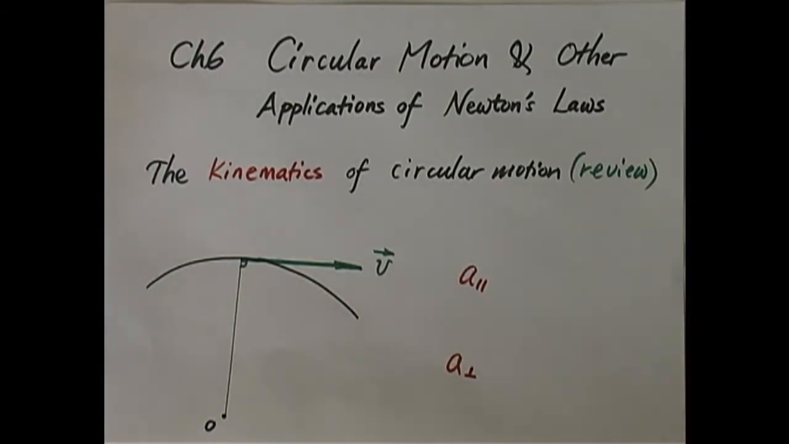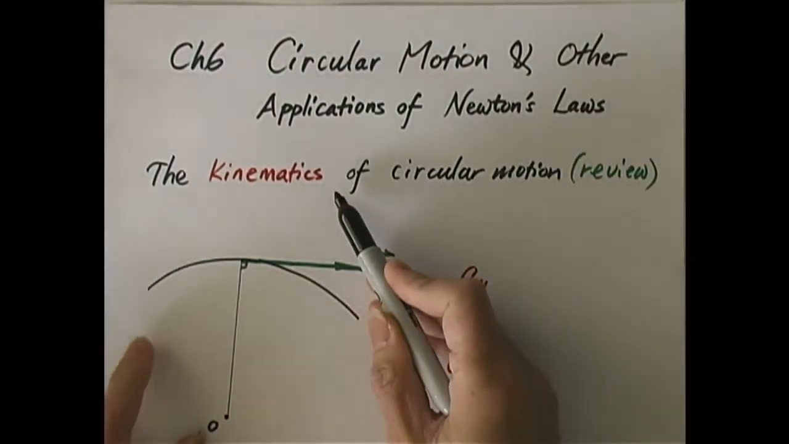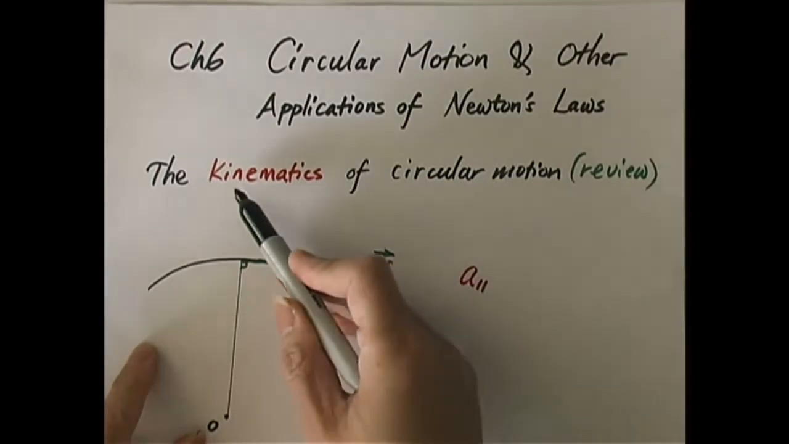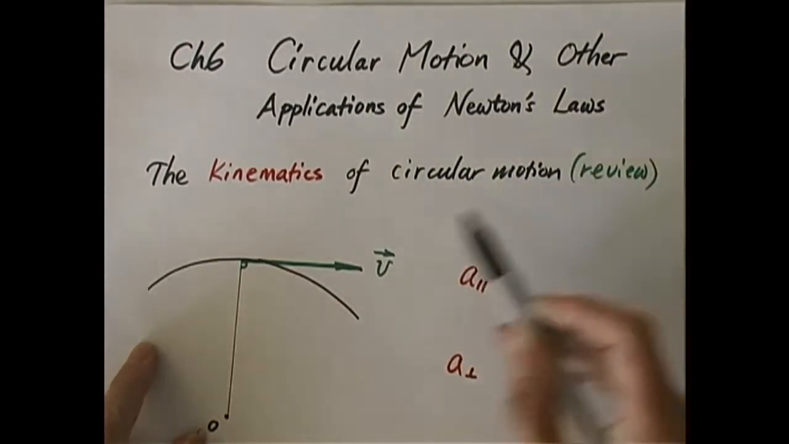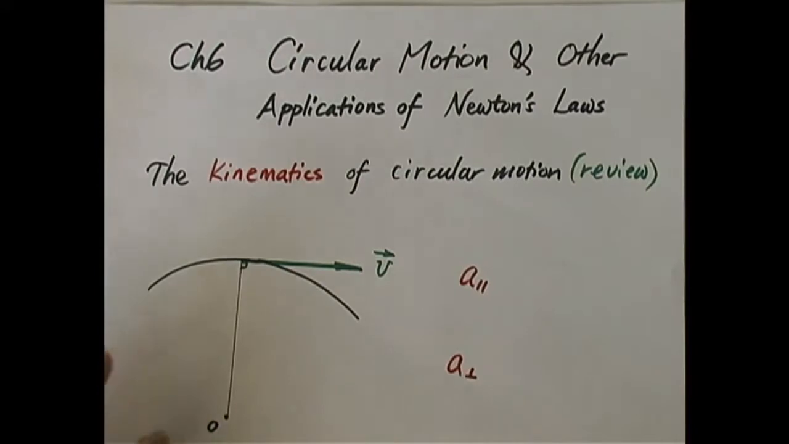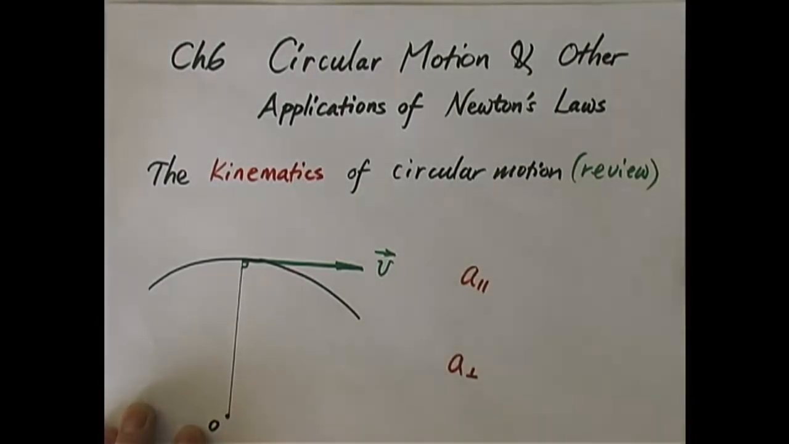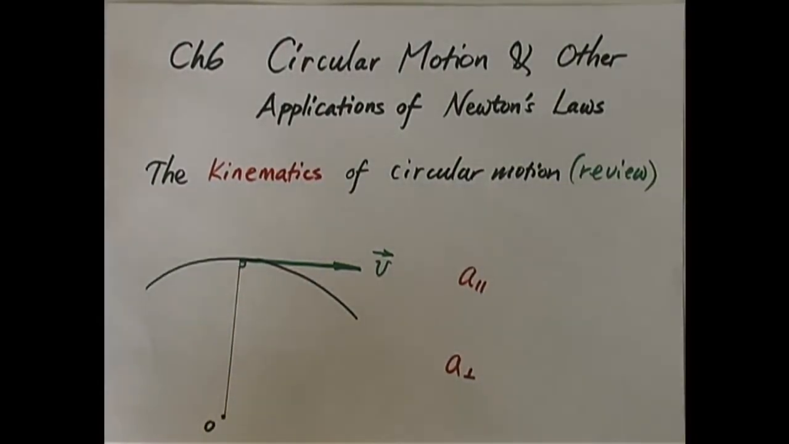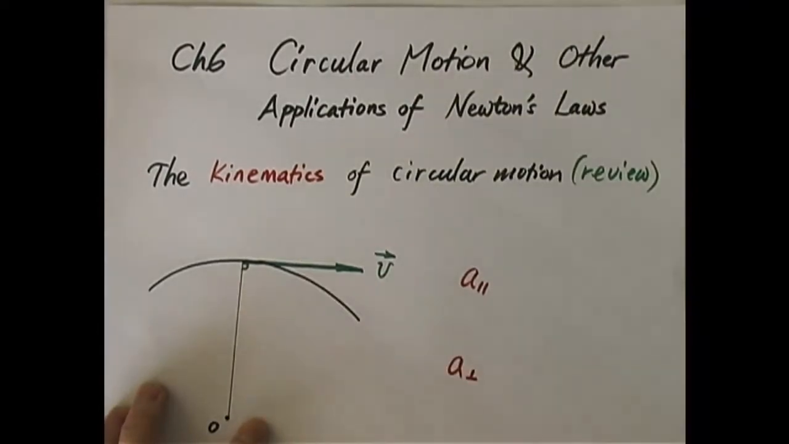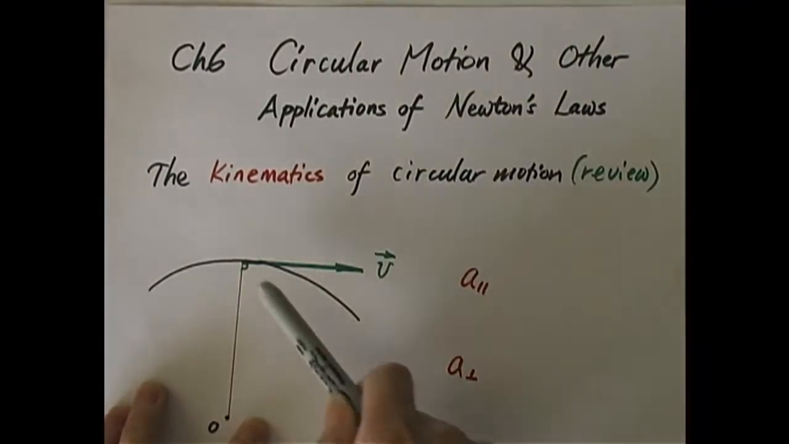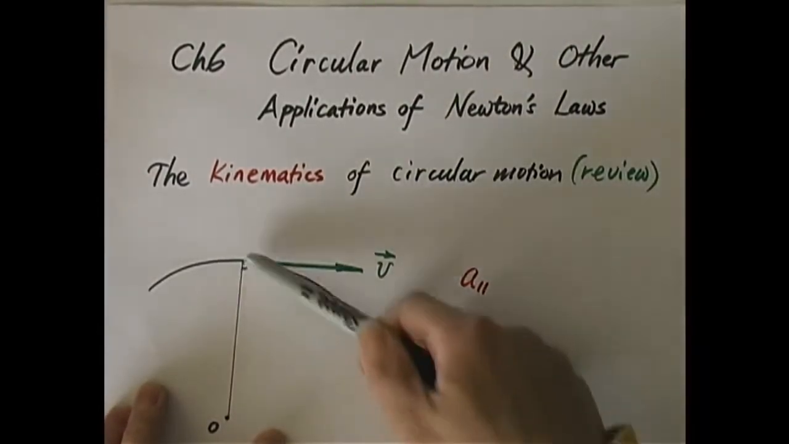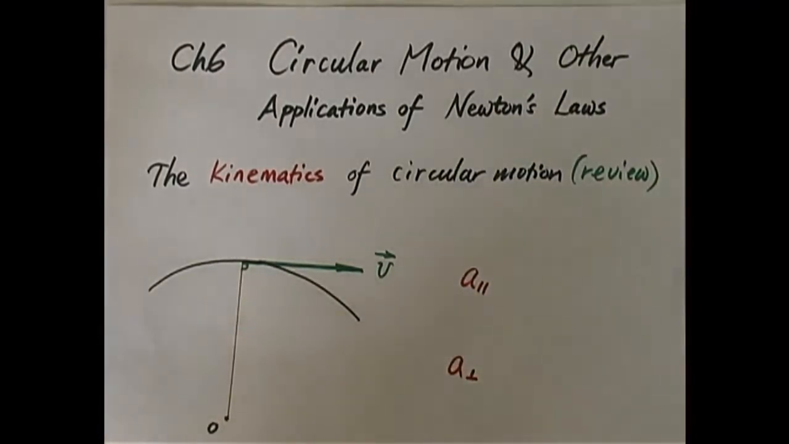We know from chapter 4 that when we study the kinematics of circular motion, and an object moves in a circle, then it is certainly undergoing an acceleration. Let's review what we learned in chapter 4, the kinematics of circular motion. Suppose an object moves in a circle of radius r centered at point O. This is the velocity of the object at one moment. Of course, the velocity is tangential to the circle. The radius is perpendicular to the circle.